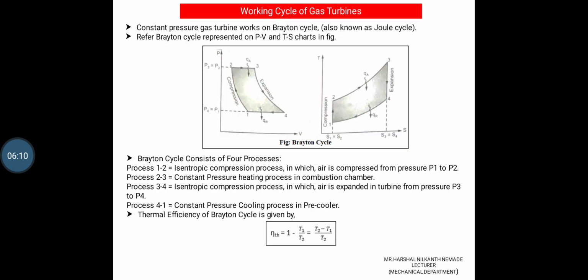Working cycle of the gas turbine. The constant pressure gas turbine works on the Brayton cycle, also known as the Joule cycle. Refer to the Brayton cycle PV and TS diagrams. The Brayton cycle consists of four processes.